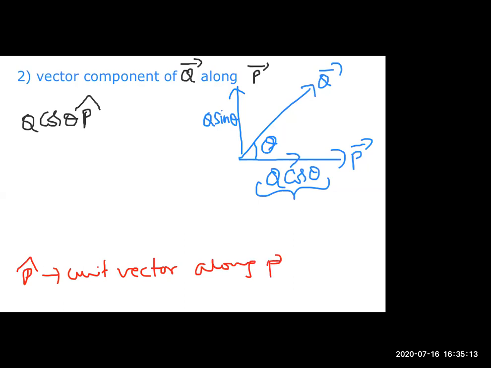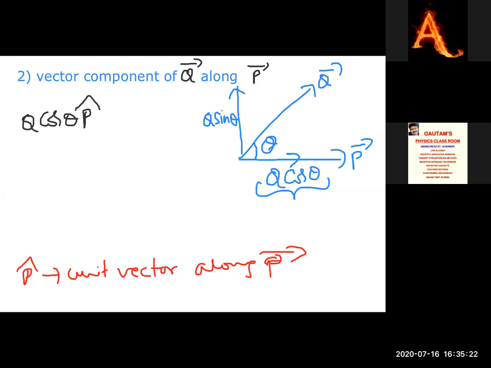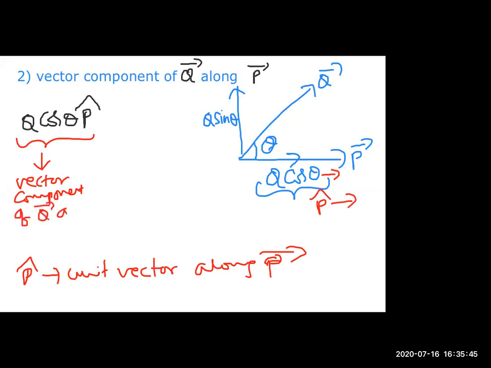As it is a unit vector along P bar, what can we conclude now? Q cos theta is a magnitude, P cap is a unit vector, and Q cos theta's direction is also in the direction of the unit vector. So I can multiply Q cos theta into P cap, and it is called the vector component of Q bar along P bar.